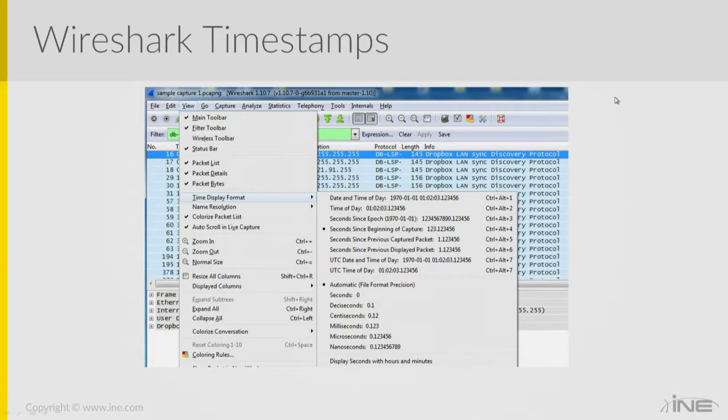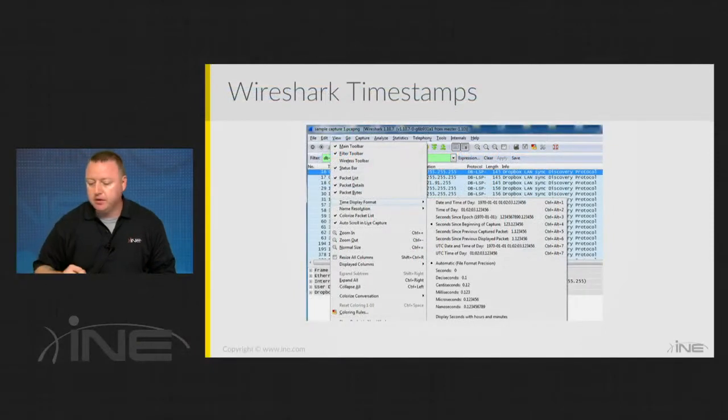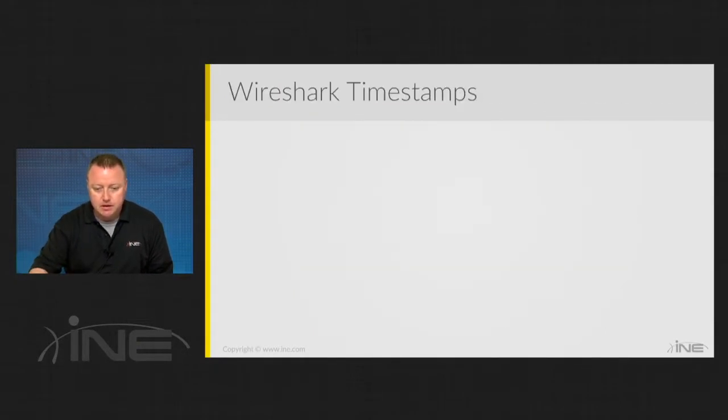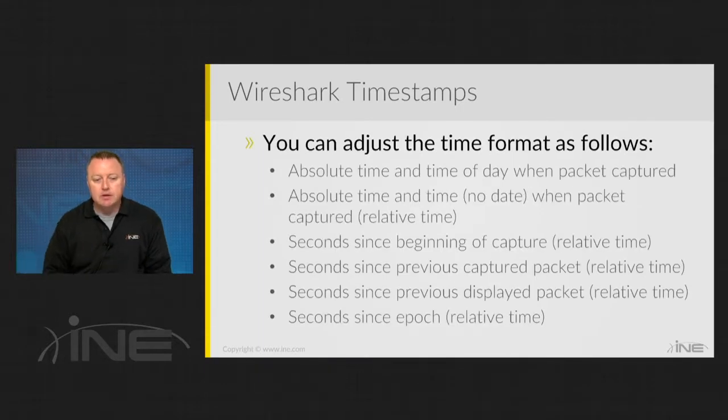So essentially, that's one of the things that we want to do when we're capturing data. We want to make sure that we are adjusting time to how we want to see it. And what does that really mean? So absolute time is the time of day when the packet is captured. We want to make sure that we pick the correct function, and the correct value for what it is that we want to see.